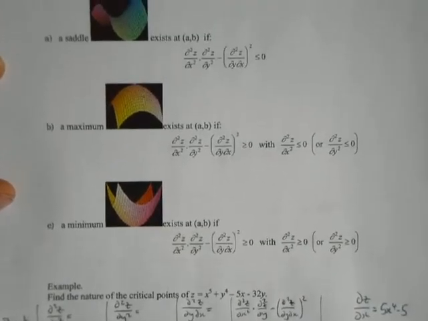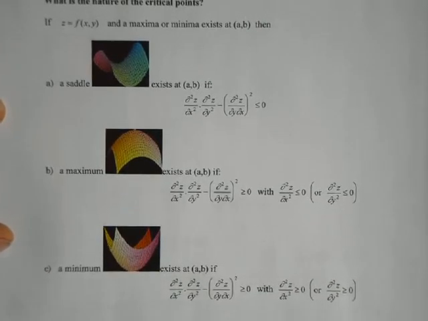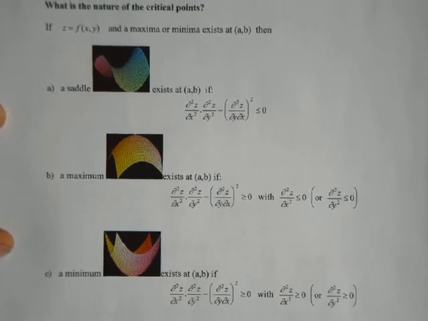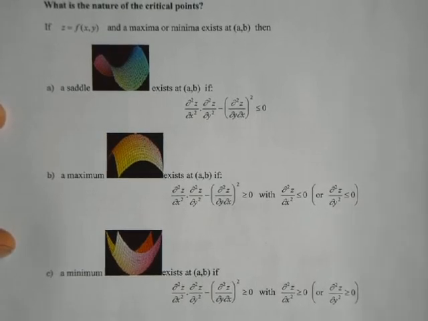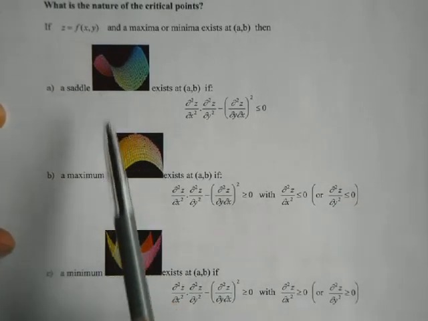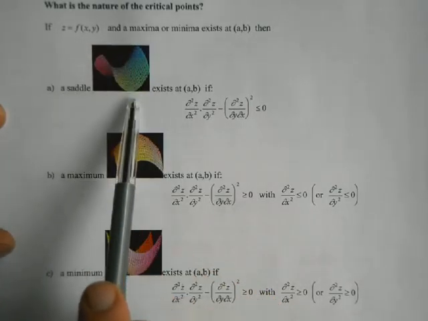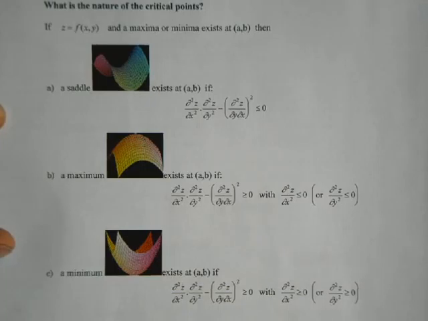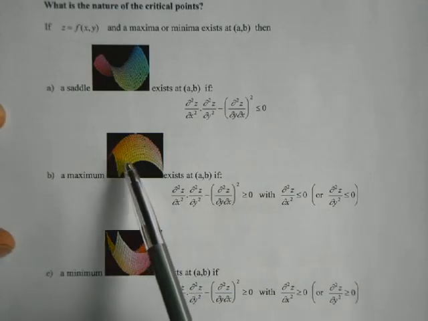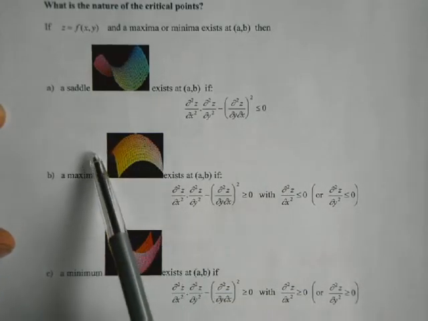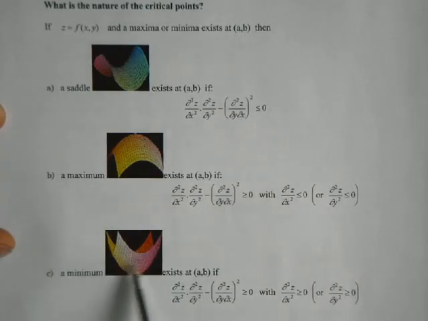Okay, so what we're going to do now is try and work out what the nature of each of the two critical points are. So we've got three choices. We can have a saddle point, which is a minimum in one direction and a maximum in the other direction. Or we can have a true local maximum, which is a maxima in both directions, or a minimum, which is minima in both directions. Okay, so these are the conditions.